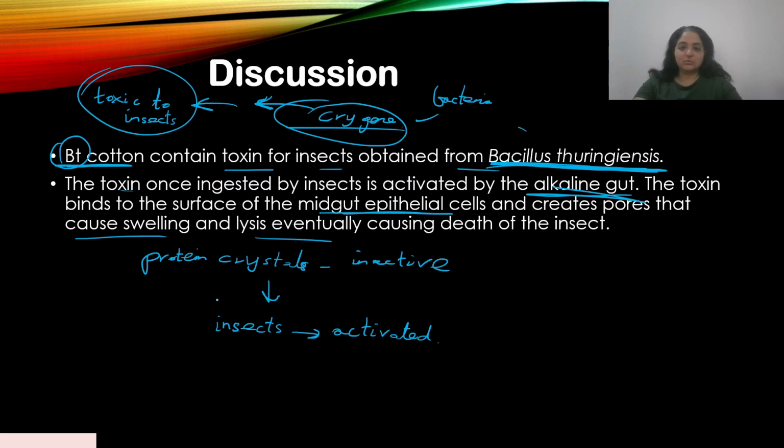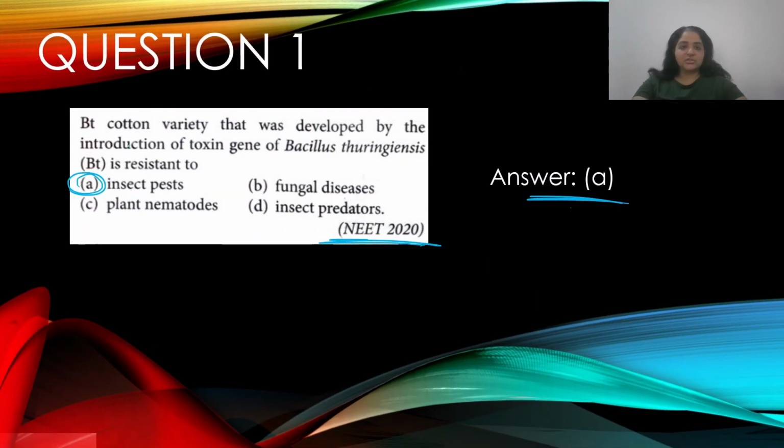So to answer your question, Bt cotton is used. There are some cry genes that are encoded in Bt cotton. Then there are also cry genes encoded for maize, so those are Bt maize or Bt corn. They are effective towards those particular insects that affect the yield of the crop. But to answer your question, yes, it was against insect pests.